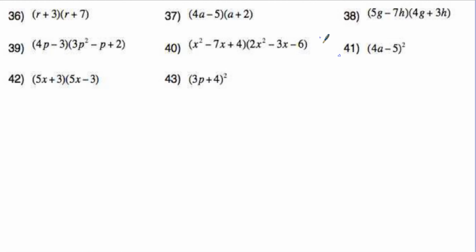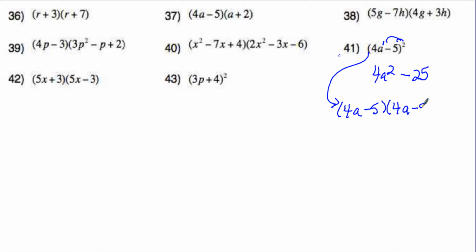Okay, number 41, the problem is what some of you are going to want to do is put an exponent here, distribute, and then get 4a squared minus 25 and say be done with it. But that is not the case. So what you're going to do is you're going to rewrite it. So I get a binomial times a binomial, and I won't mess up. So I'll get 4a minus 5 times 4a minus 5.